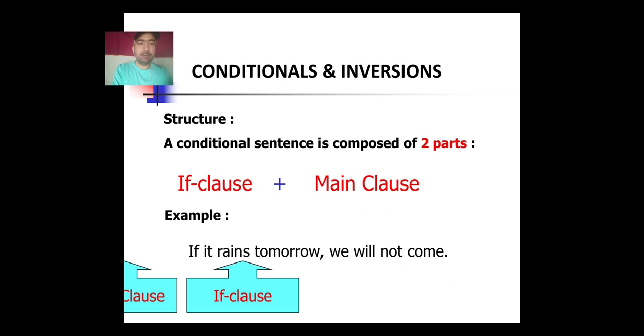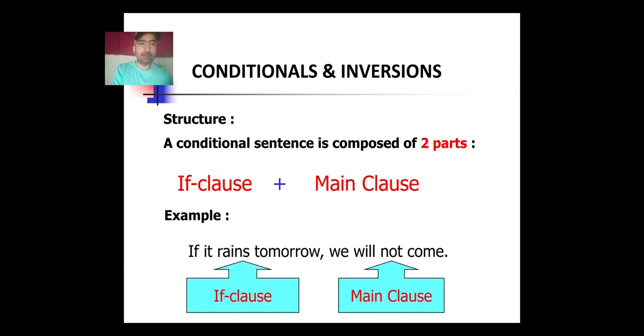So, if clause and main clause. These are the two parts and these two parts are shuffleable. We can write like this: we will not come if it rains tomorrow. So there's no hard and fast rule that the if clause would be placed first and the later part would be the main clause. These two parts are shuffleable as per convenience.